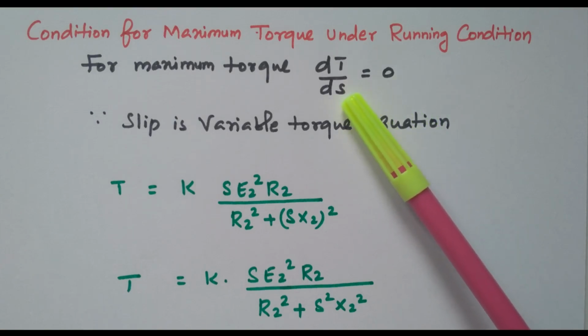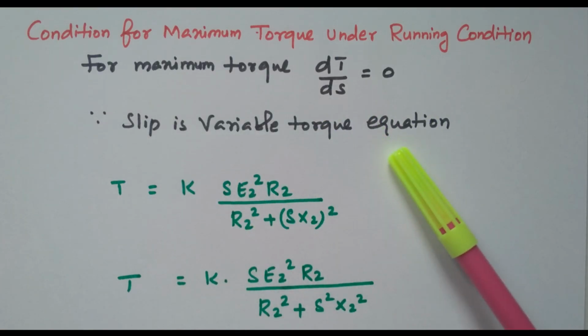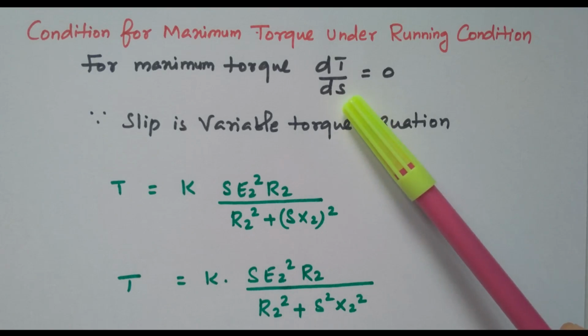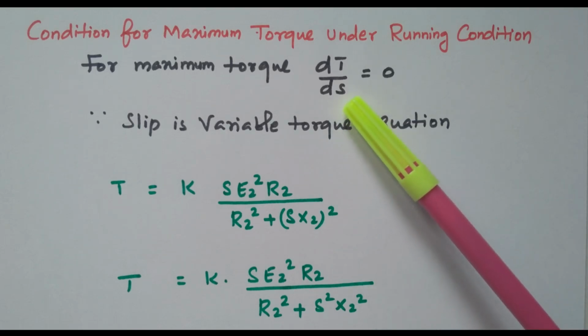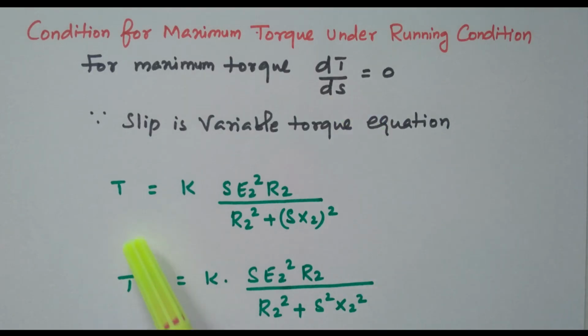So here we are considering the slip. Why? The slip is the variable in the torque equation, right. In the torque equation the slip keeps on changing, it is the variable one. So we need to differentiate with respect to the variable parameter. Here the slip is the variable parameter, so we are differentiating with respect to the slip. The normal torque equation is k into s E2 square R2 divided by R2 square plus (s X2) whole square, right.